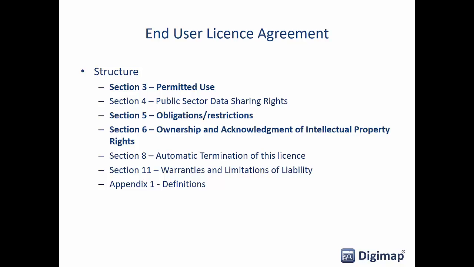Section 8 tells you what happens when the license comes to an end. Section 11 is about warranties and liabilities. And Appendix 1 is also very useful because it's the list of definitions. Any term in the license which has a capital letter at the beginning of it is usually a definition. That's not a hard and fast rule, but if you see a capital letter in the middle of a sentence, it's probably making reference to something that is specifically defined.